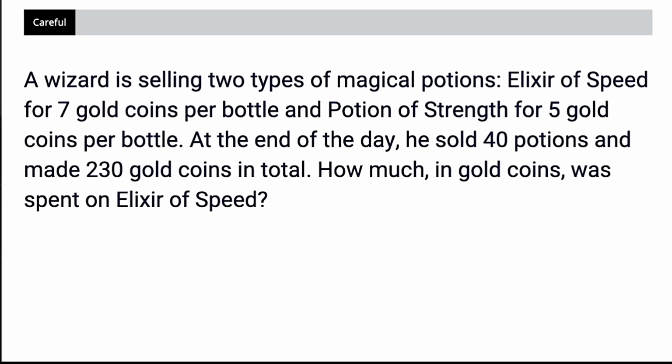Pause the video and see if you can figure out what's going on with this question, but let me throw it together for you. So we do have a system of equations. I know this because we have items and we have values. We have elixir of speed, which I'll call X, and potion of strength, which I'll call Y. And it says that all of the potions he sold together, so all of the X plus all of the Y, would equal 40 potions.